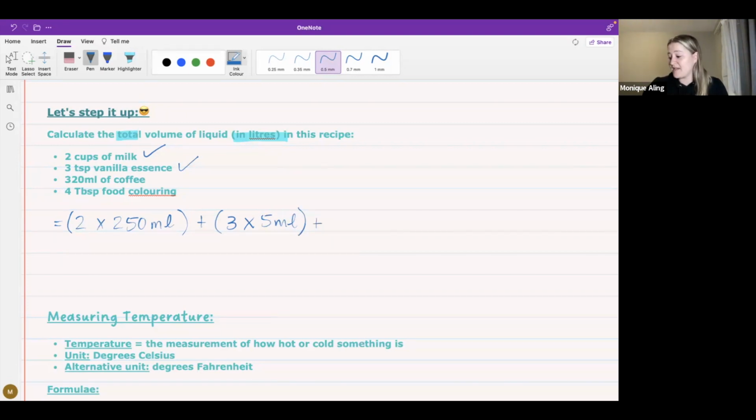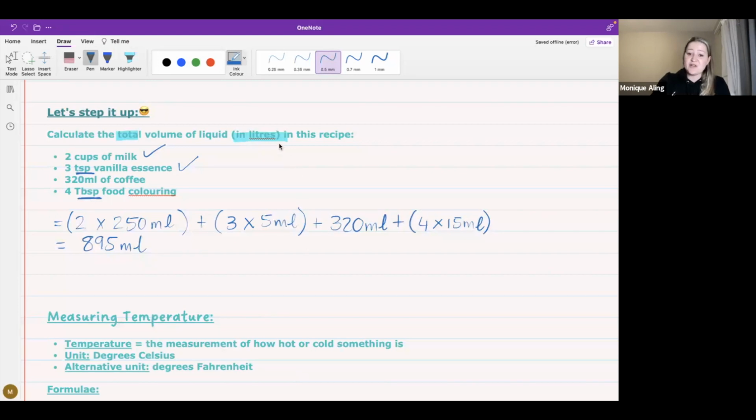Then coffee is already in milliliters, so I just leave it as is. And then we've got 4 tablespoons of food coloring. A tablespoon is 15 milliliters, so I'm going to times by 4. Also take note of the abbreviation for teaspoon versus the abbreviation for tablespoon: TB, tablespoon, has an extra letter there. When we add all of that together, we get an answer of 895 milliliters.